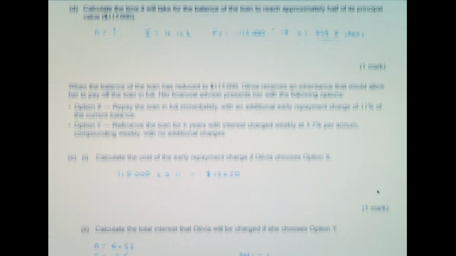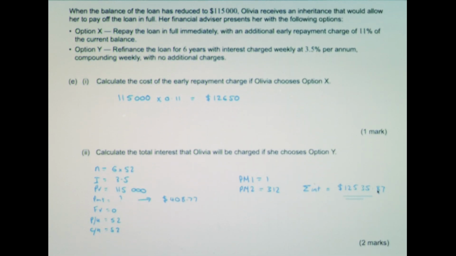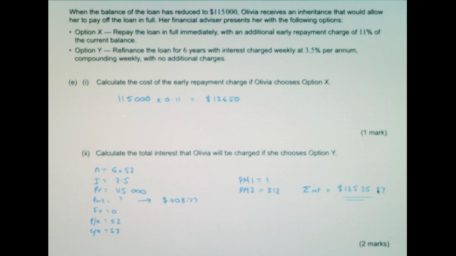And then we've got a next section to the question where when the balance of the loan is reduced to 115,000, Olivia receives an inheritance that would allow her to pay the loan off in full. Her financial advisor presents her with the following options. So we've got option X, which is repay the loan in full immediately, but there's an early repayment charge of 11%. Or option Y is refinance the loan for 6 years with interest charged at 3.5 compounding weekly with no additional charges. So part E is essentially getting to calculate that early repayment charge. So that's just the 11% of the 115,000.